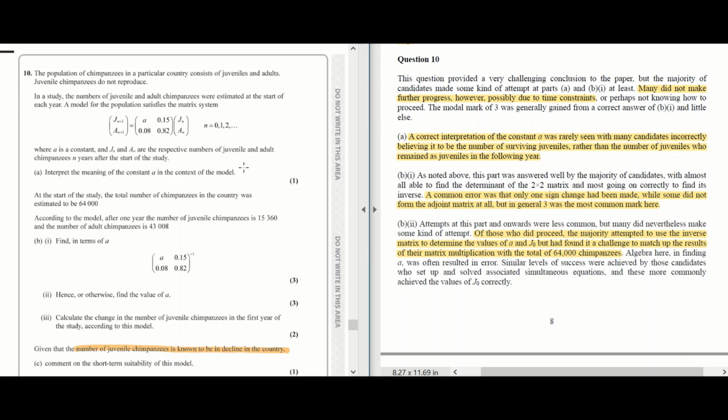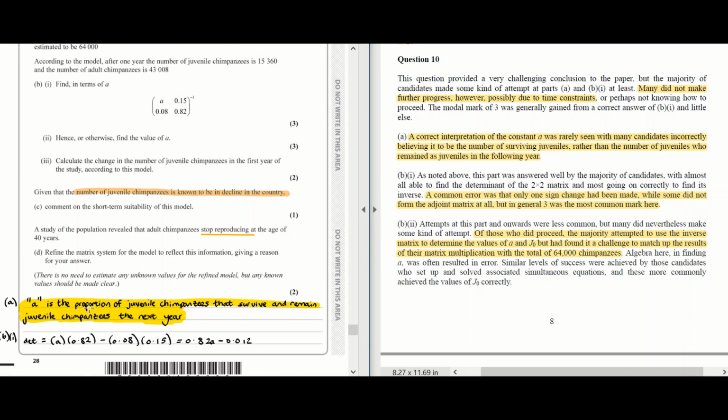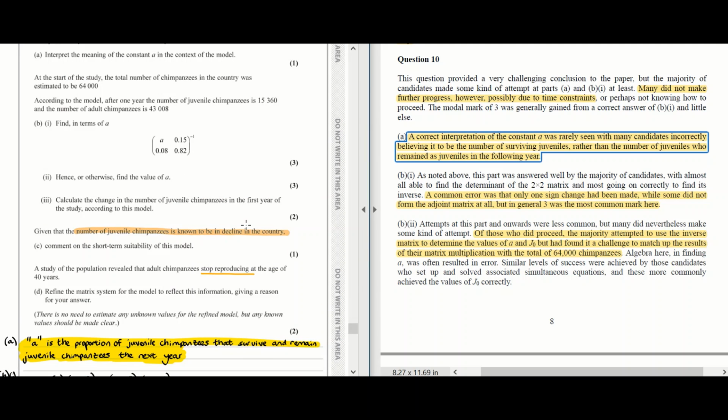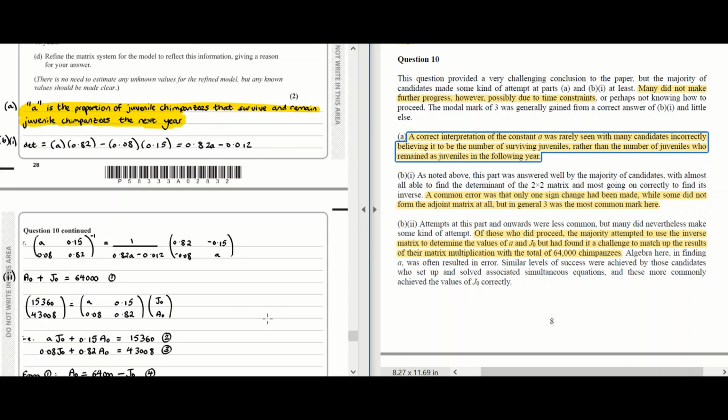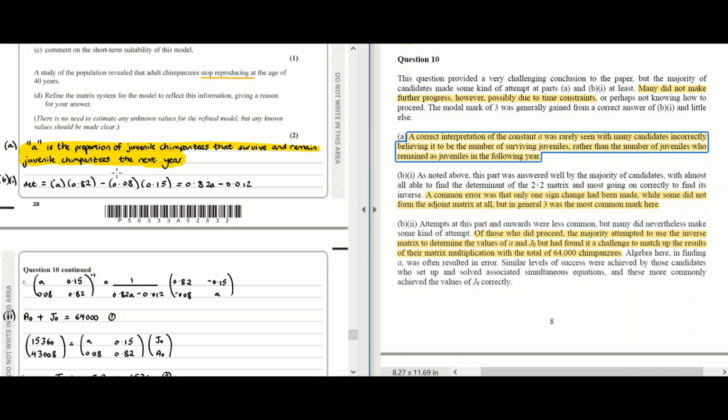Question 10 was the most difficult part of the question. They did not realise beyond parts A and B what to do further. Part A, a lot of people gave the incorrect definition. They did not realise this idea of juveniles remaining as well, and we discussed that in the question. A lot of people found the first part of part B quite easy. It was just a standard inverse matrix question, but they made errors in finding the determinant, and that was just sign errors. But overall, that was pretty well done.